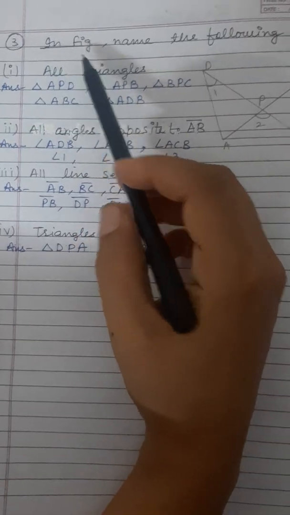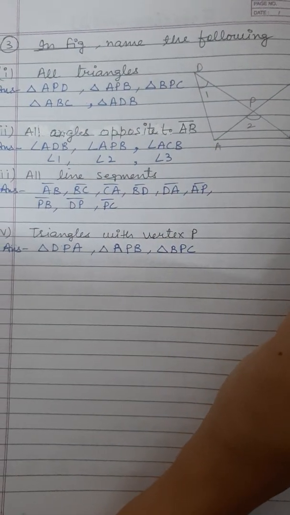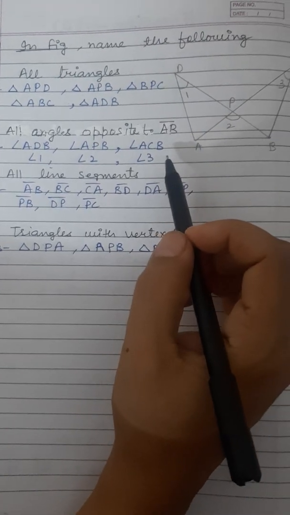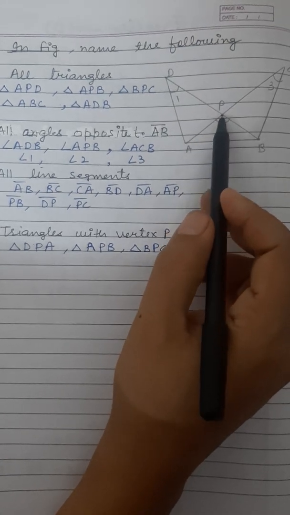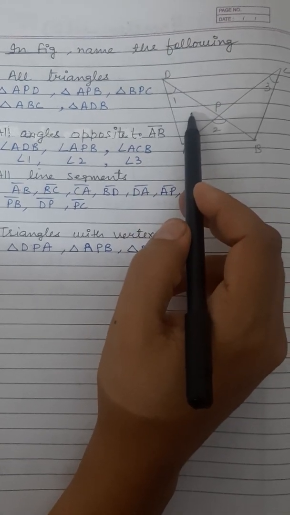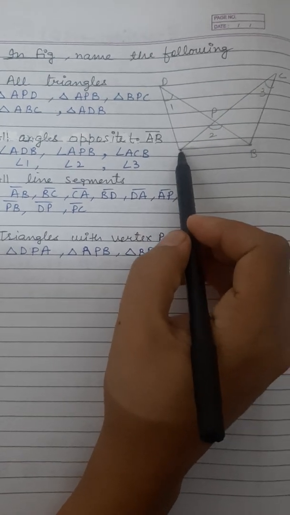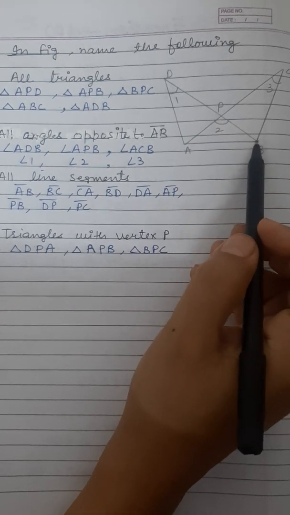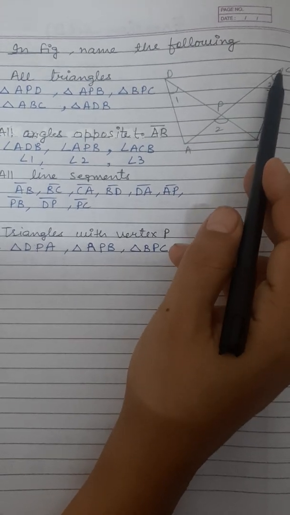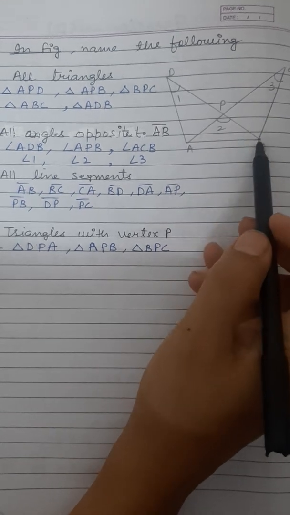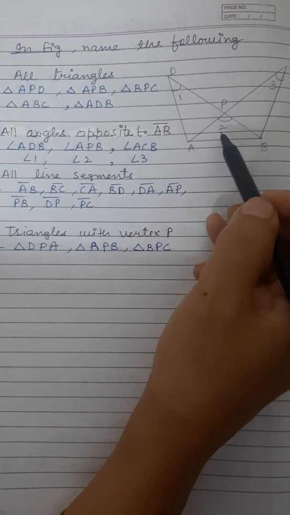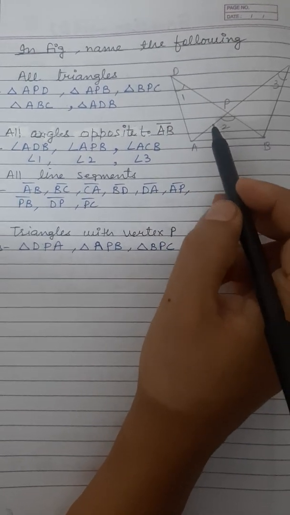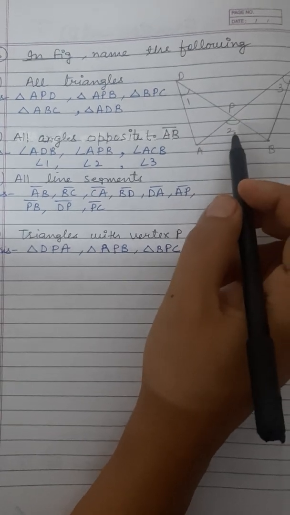Now question number 3. In this figure name the following. All triangles. See how many triangles we are having in this. So first this APD. This is one triangle. APB. This is second triangle. Now BPC. ABC. This big one triangle. Then ADB. This one triangle. So we are having 5 triangles in this figure.